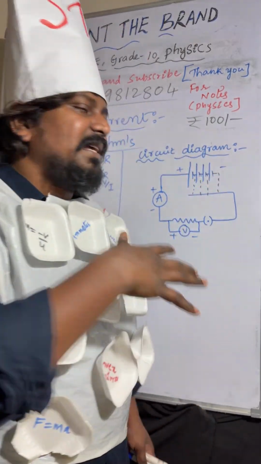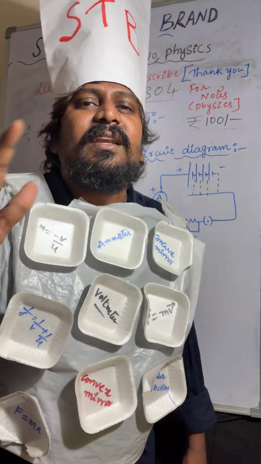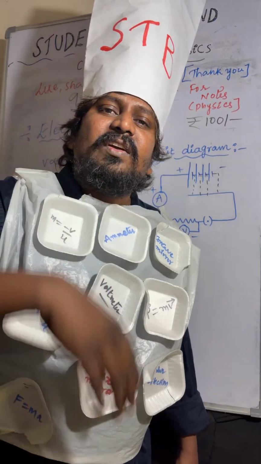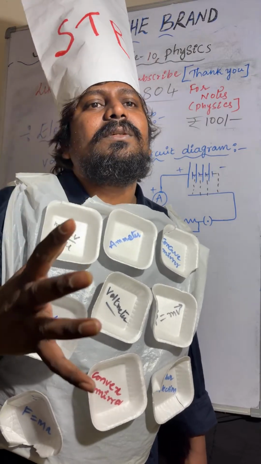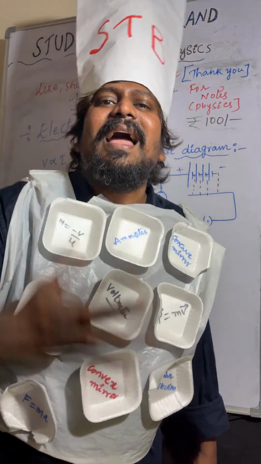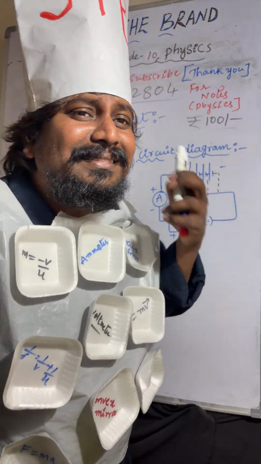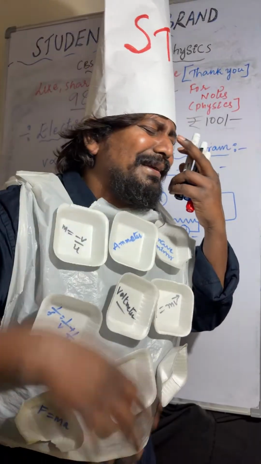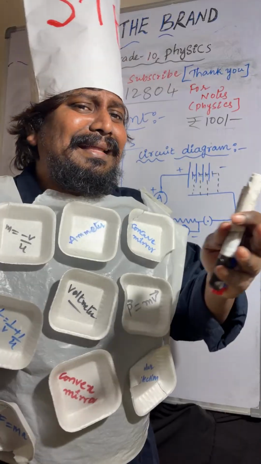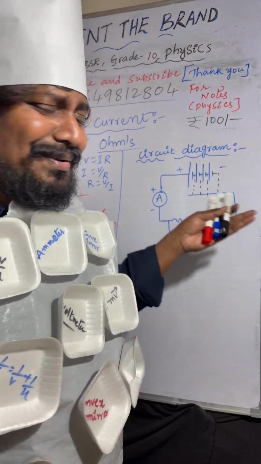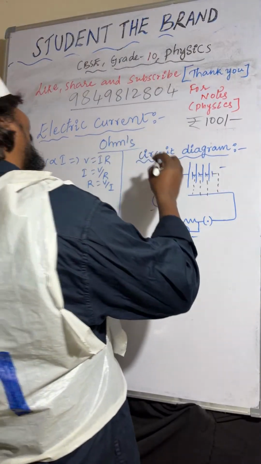First you have to connect 1 cell and note down the reading of the ammeter and voltmeter. After that you connect 2 cells and note down the readings of the ammeter and voltmeter. Like that you have to continue. That's why we are drawing with dotted lines. Otherwise, you could draw normal lines. Are you understanding?